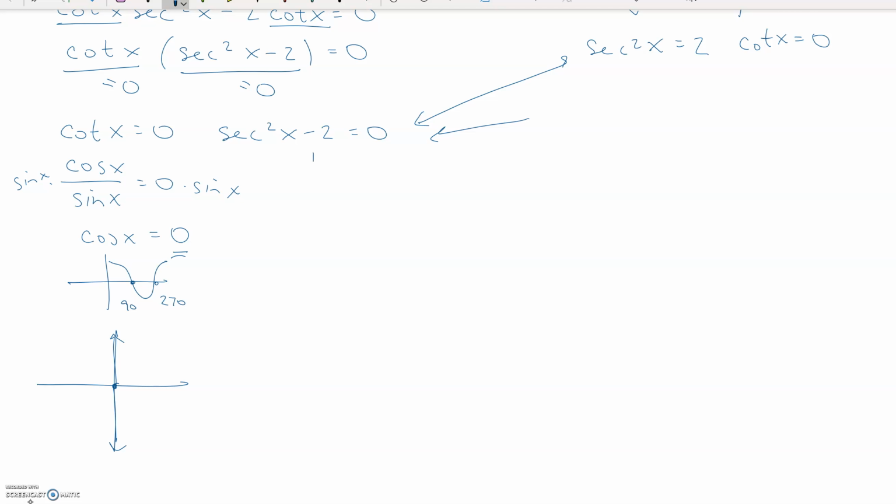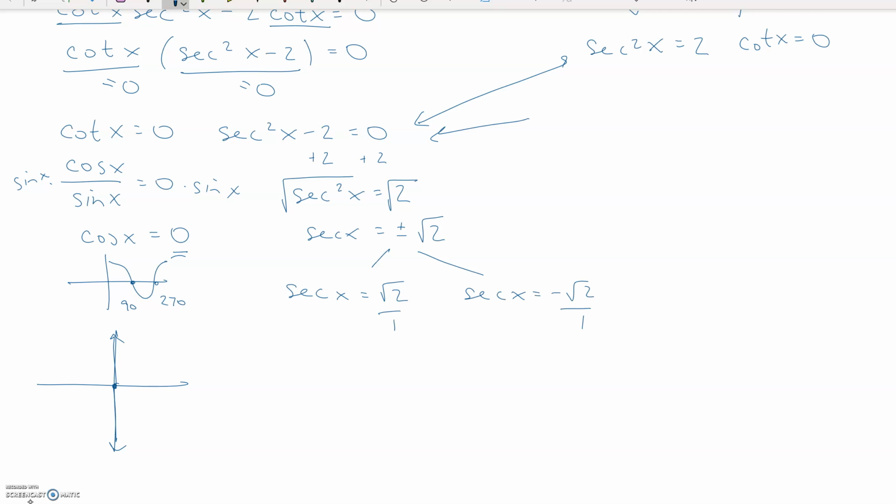Now I'm going to add 2 to both sides. I get secant squared x equals 2. Square root. Don't forget your plus or minus when you take the square root of both sides. So I have secant x equals plus or minus rad 2. I'll go ahead and make 2 separate setups. Secant x equals rad 2. And secant x equals negative rad 2.